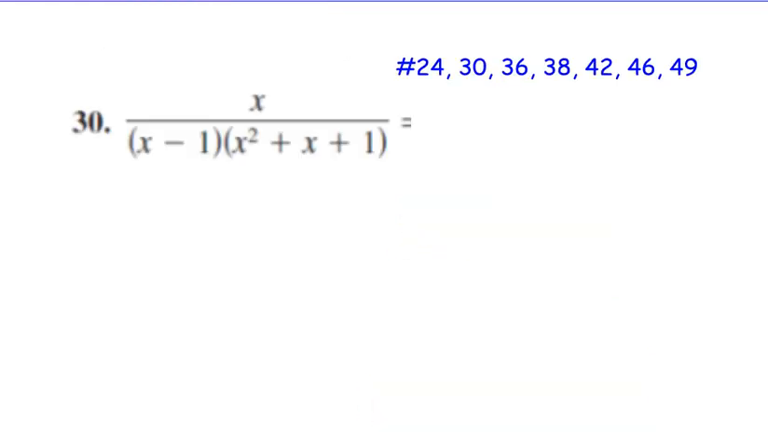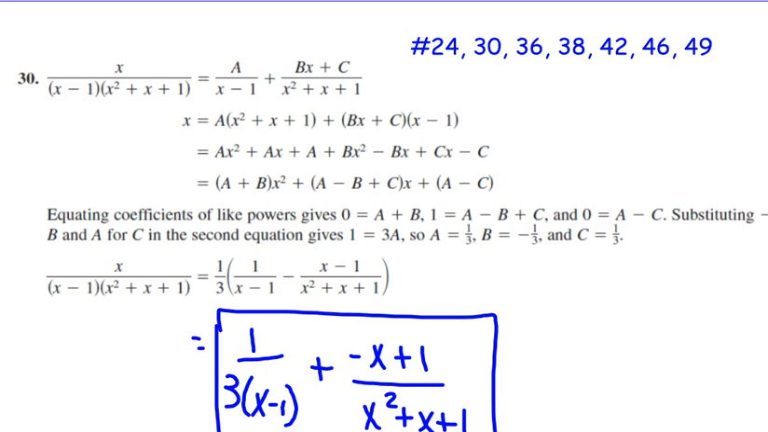I worked out a couple problems here. If you want to work this out and then pause the video and see if you can get this, that's fine. Your answers might, again, look a little different. So instead of saying minus x minus 1, you could distribute that negative throughout.